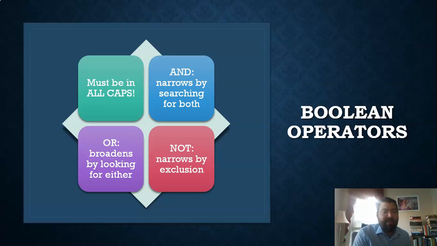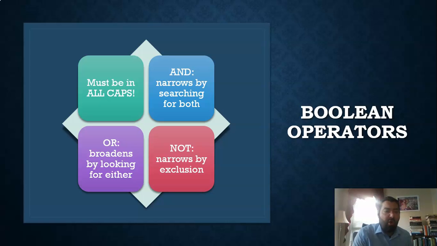And AND narrows your search by telling the database, I only want you to give me sources that include both of these terms, and if they don't include both, then I don't want it. But again, it has to be A-N-D, all caps. Otherwise, the database will think you wanted to search for the word "and," and the word "and" is going to come up in pretty much every single document in the history of the world, so you don't want it to do that at all.